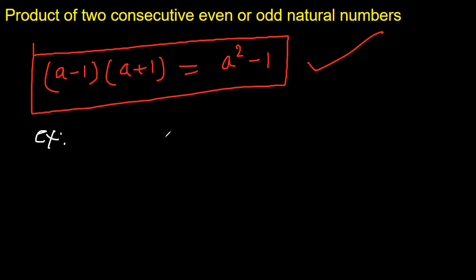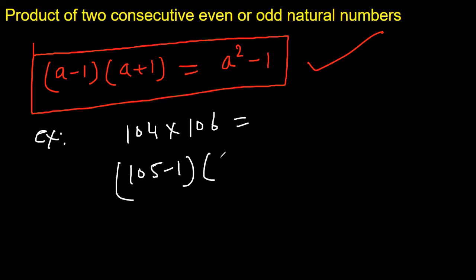Using this property, we can solve questions like, for example, find the product of any two consecutive odd or even integers. Let's take 104 multiplied with 106. So this is equal to 104 written as 105 minus 1, multiplied by 105 plus 1.